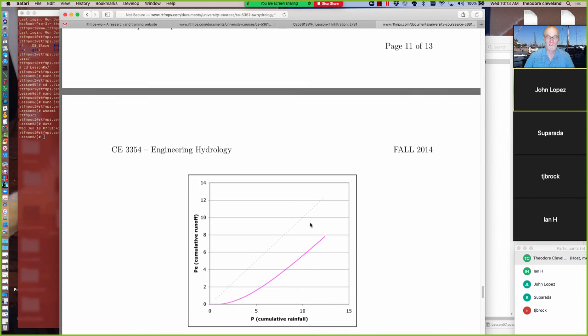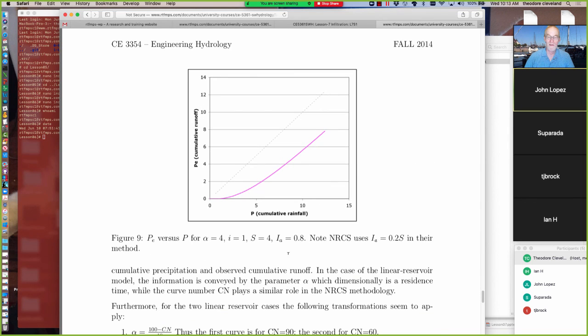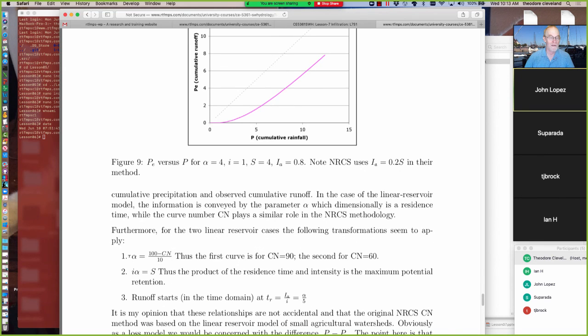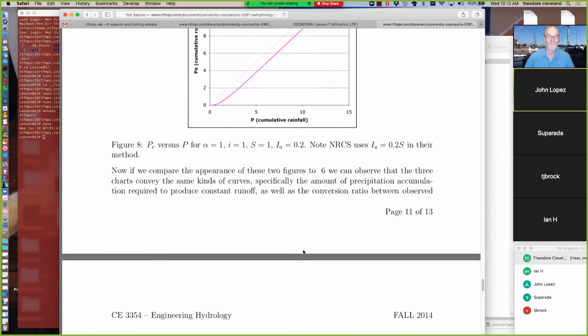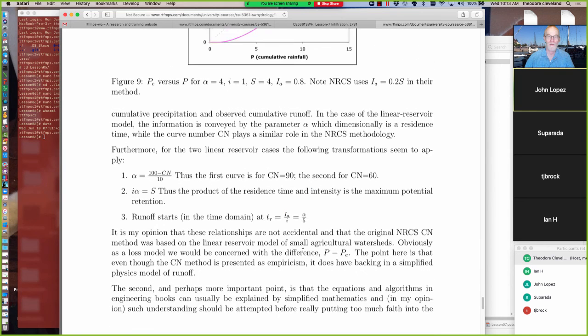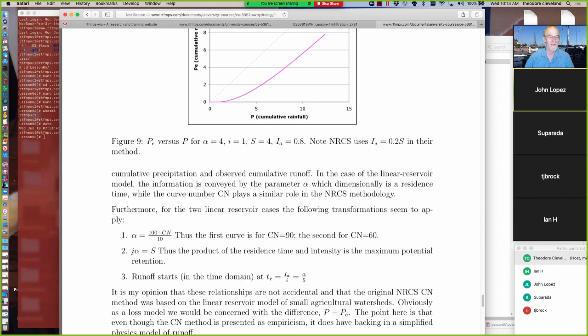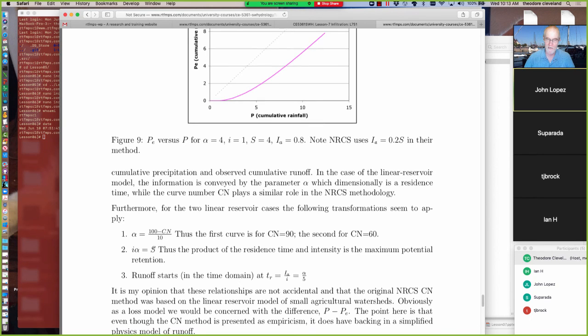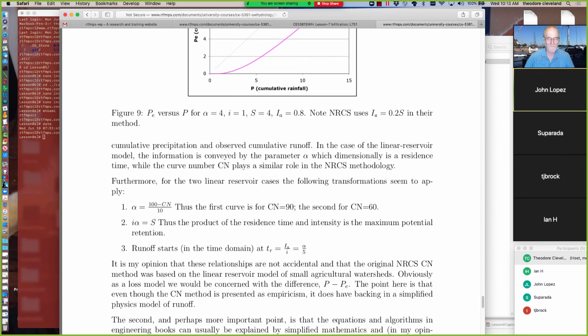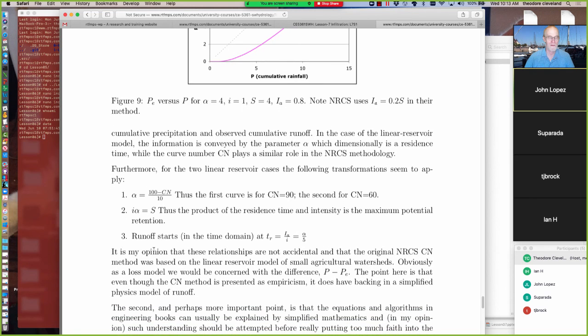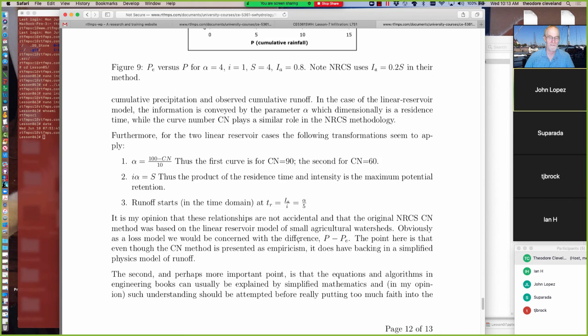And we see that the charts contain the same curves. In this case, what's changing is the alpha term, and in my opinion, the alpha term can be related as 100 minus curve number over 10. So the first curve is for curve number 90, the second one is for a curve number of 60. I times alpha is the specific retention, so that's a very similar concept as in the NRCS method. And lastly, a runoff starts in the time domain.